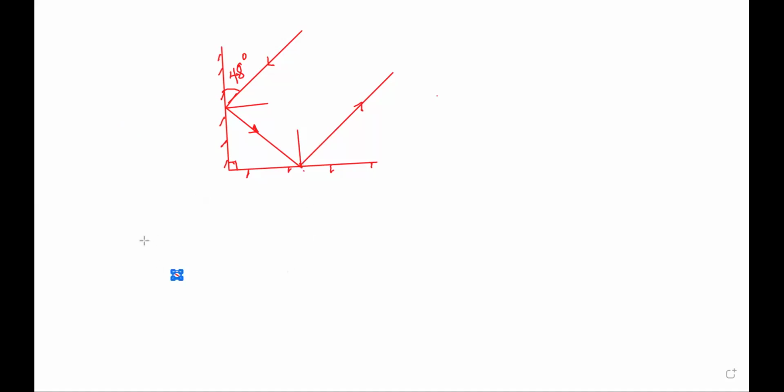Good. So if this is 48, this is 90 minus 48. And what is 90 minus 48? 42. This is also 42 degrees.